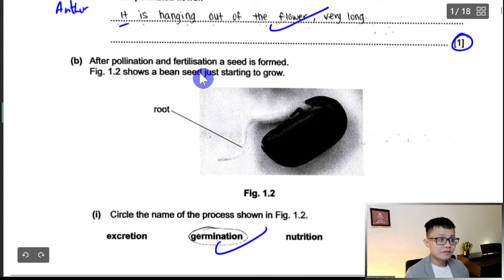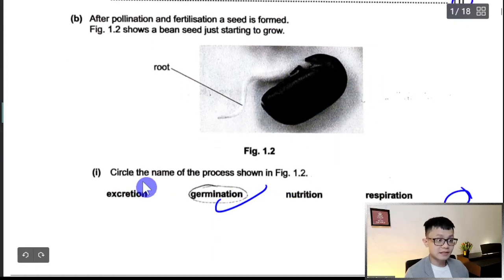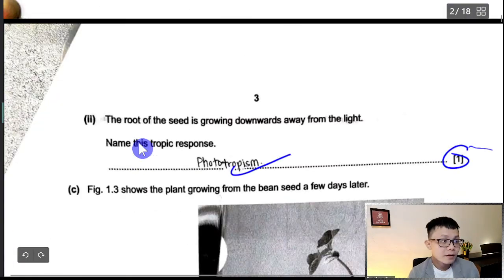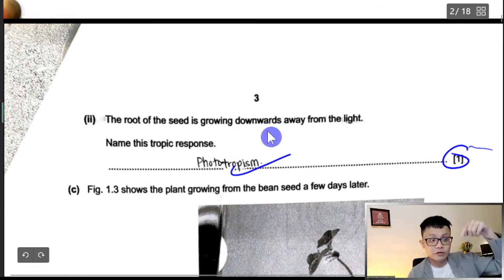After wind pollination, fertilization occurs and a seed is formed. So this is the root and this is the seed. Circle the name of the process. This is called germination. I think you guys know already. The root of the seed is going downward. Yes, the root is going downward.